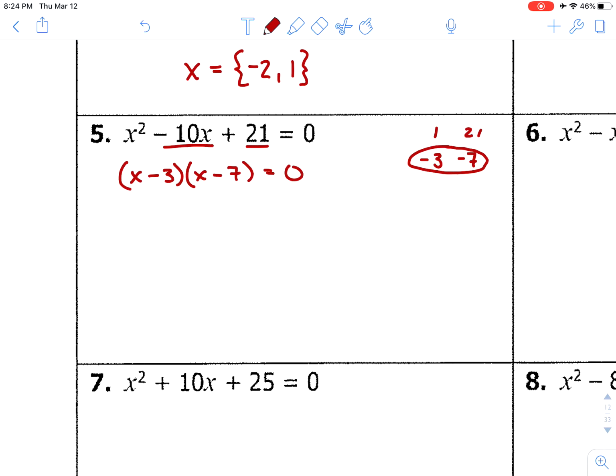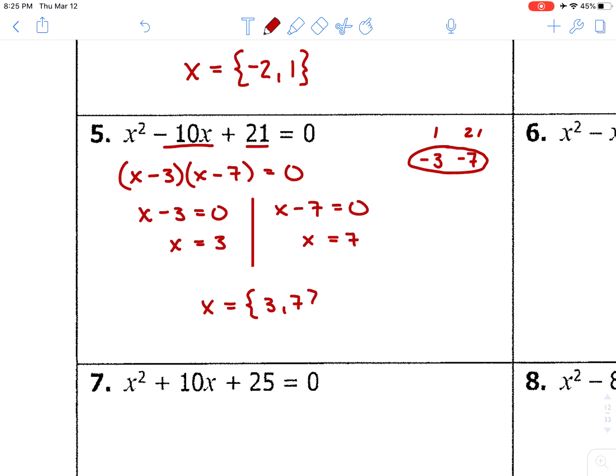Again, I want to split this up and write two factors, set them each equal to 0. So x minus 3 equals 0 and x minus 7 equal to 0. At this point, again, now I'm going to solve each individual factor. So I'm going to add 3 on the left and get x equals 3. And I'm going to add 7 on the right and get x equals 7. Once I have that, again, I'm going to write it in set notation. So we're going to have x equals, in curly brackets, 3 and 7.